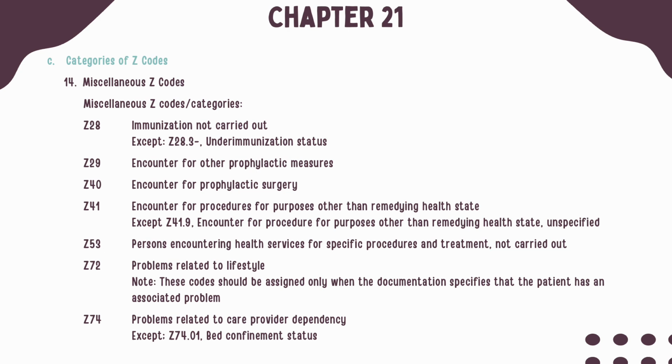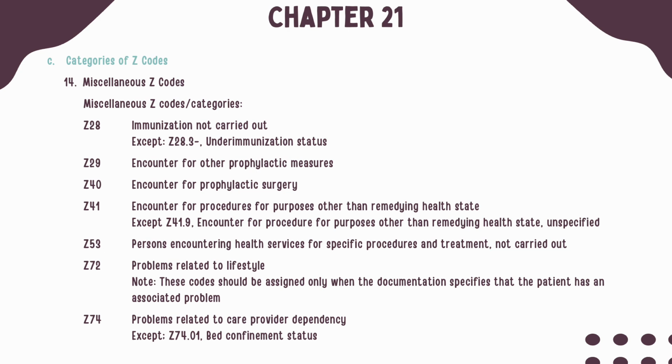Category Z40 is used for prophylactic surgery, such as the removal of breasts, ovaries, and fallopian tubes. Category Z41 is for procedures that are not done for remedying a health state. So this can include cosmetic surgery, routine circumcisions, or ear piercing. Category Z53 should be used when procedures and treatments are not carried out.